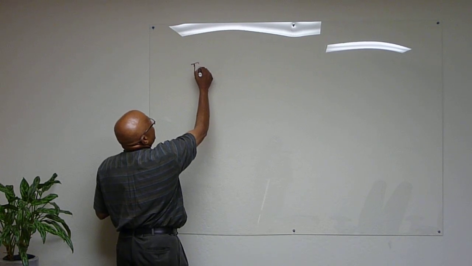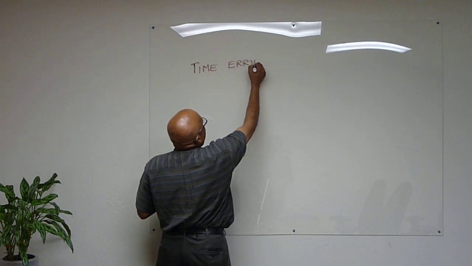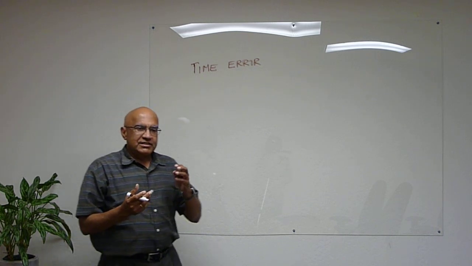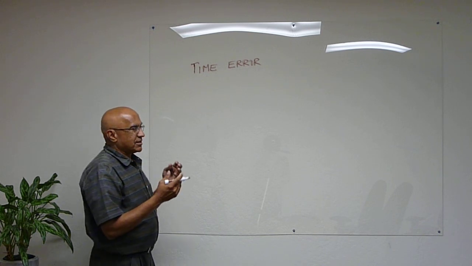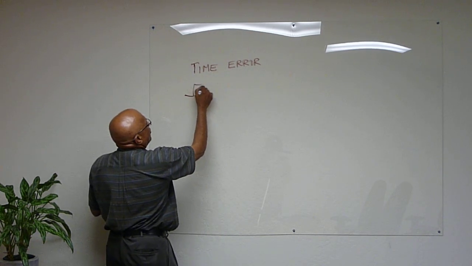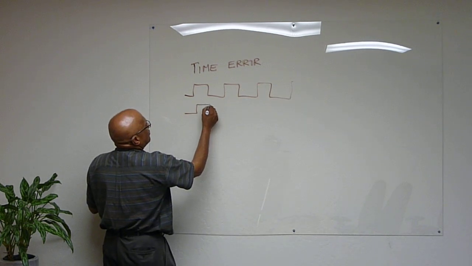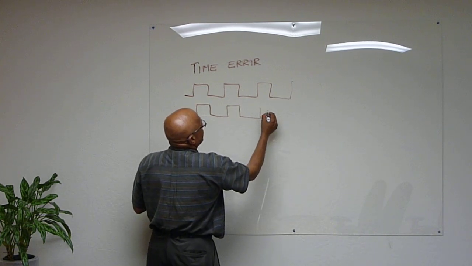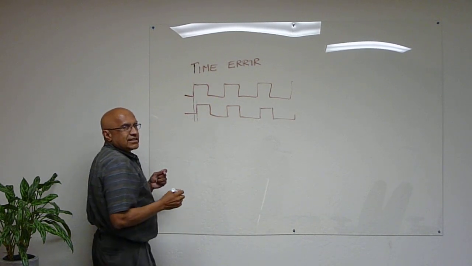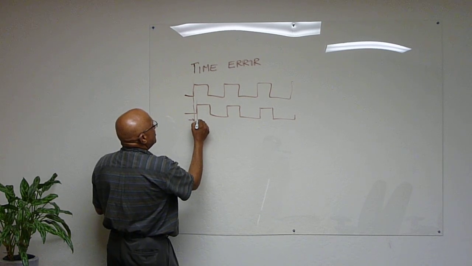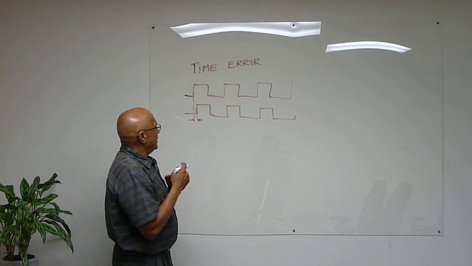Let me refresh your memory a little bit about time error. The notion of time error is that we are comparing two clocks. In our mind, we think of clock waveforms, typically square waves, and if you have one clock relative to the other clock, and you try lining up the edges at some point in time, this time difference between the edges is what we refer to as a time error.